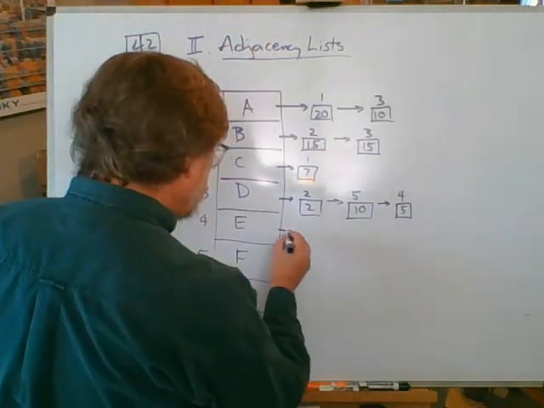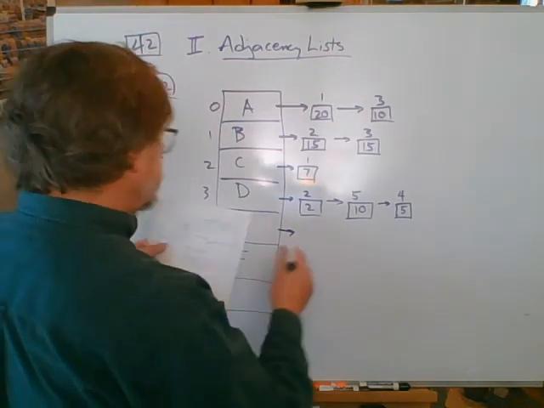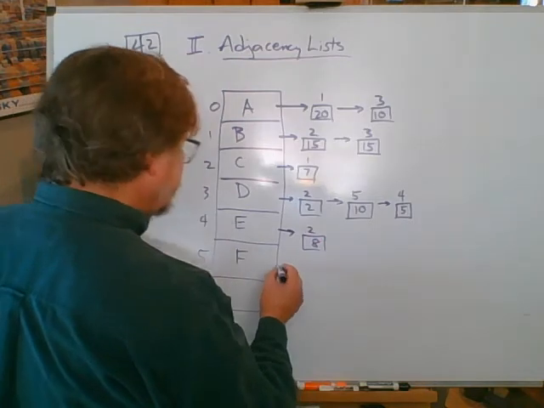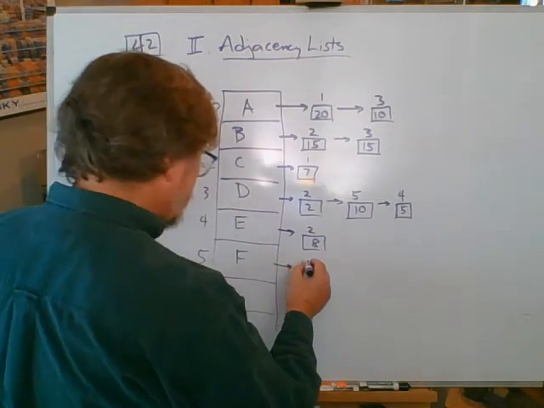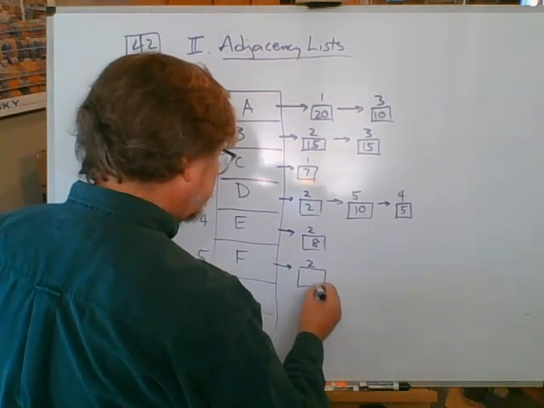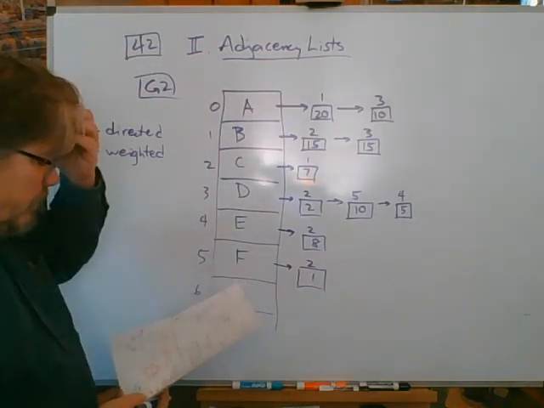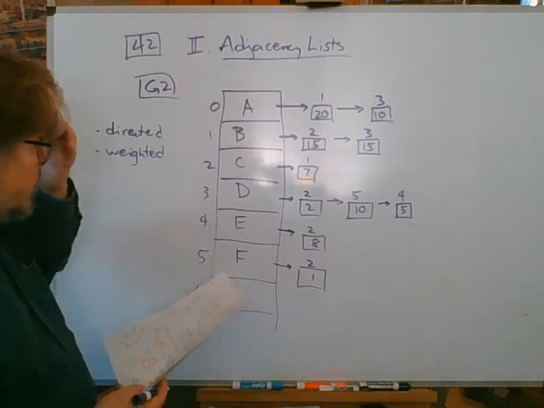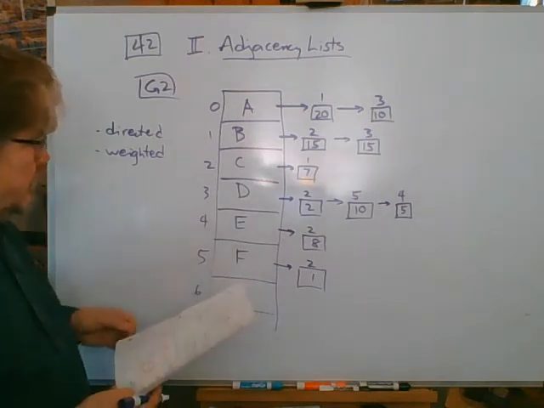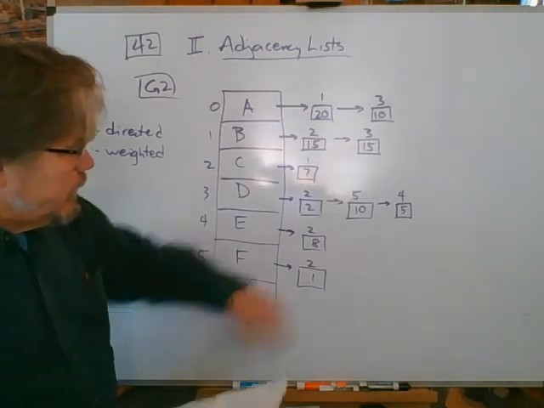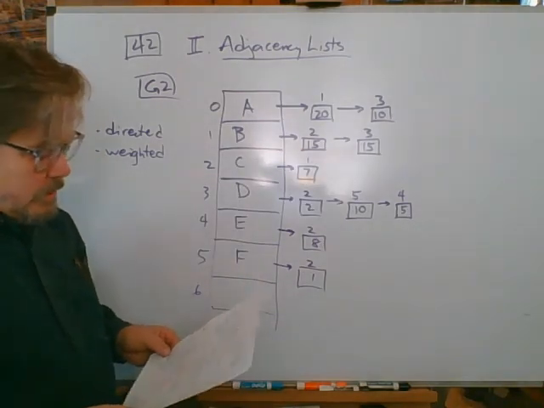A couple more. E can go to node 2 with a weight of 8. And F can go to node 2 with a weight of 1. I wish I had double checked this one more time. I actually did double check it. I just don't trust myself. I don't always catch the errors. So please compare this to your diagram of graph G2 and see if you can make intuitive sense of all the information that's written over here.